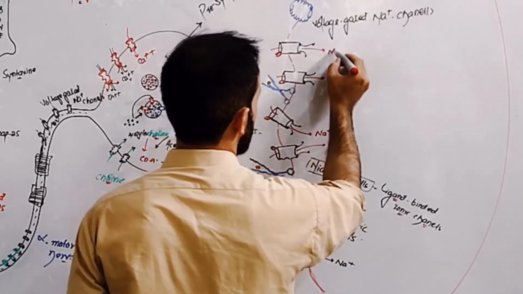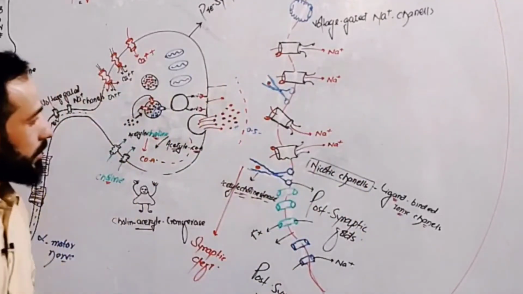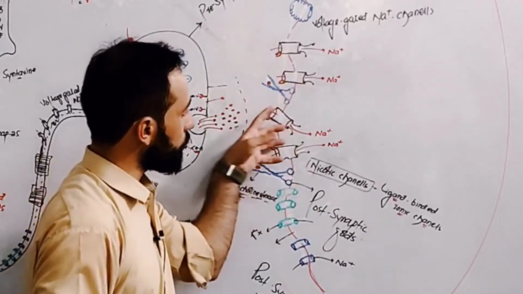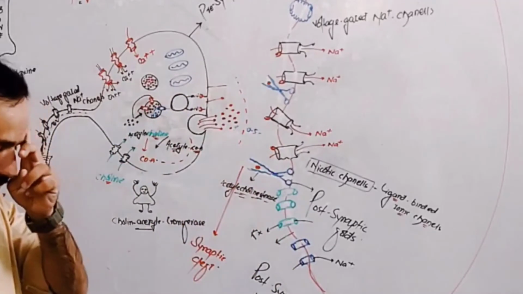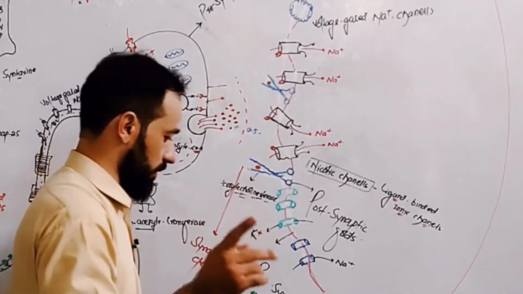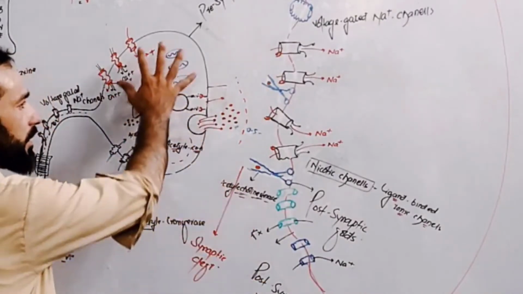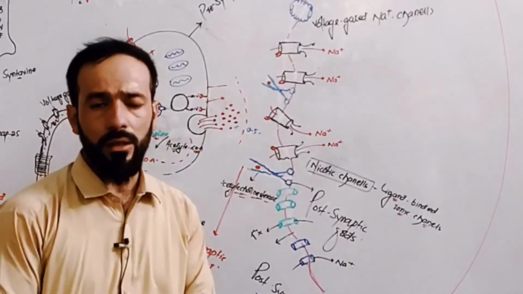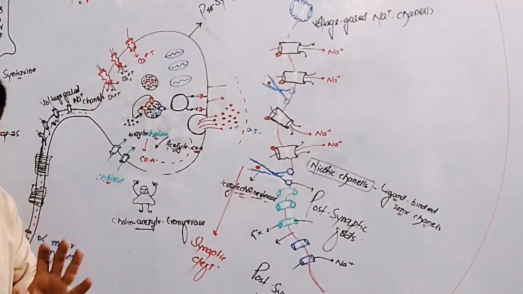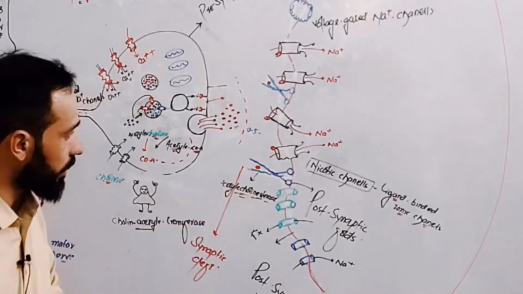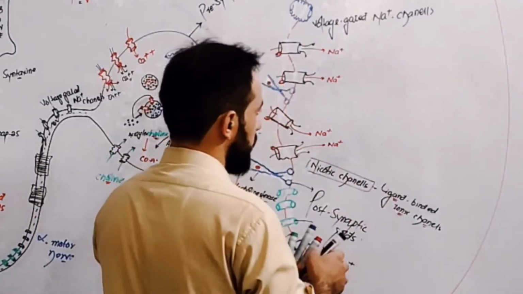This is sodium. So these are ionic channels, and through these channels, sodium entered. Now look carefully, friends. I'm not explaining the physiology. I'm just explaining the anatomy of the neuromuscular junction. Now what will happen a little bit?